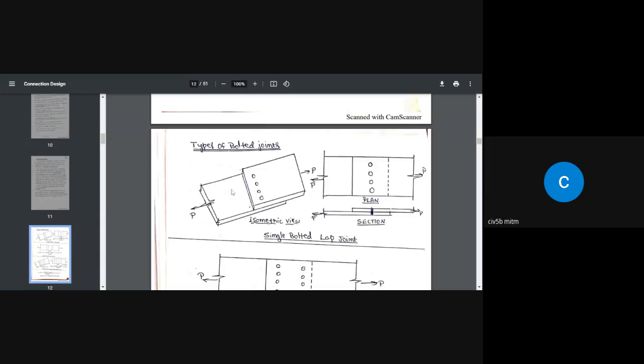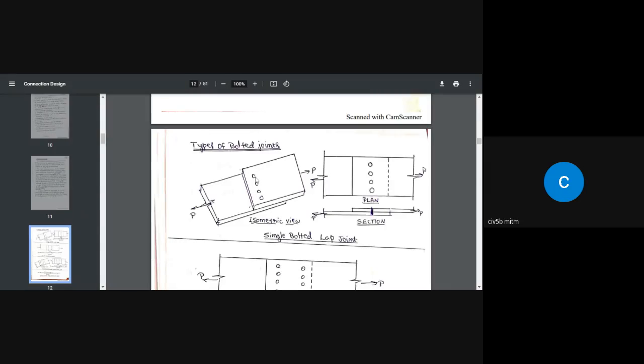If you look here, we have 2 plates. This is an isometric view I have shown. When you look from the top, this is what you are going to see. When you take a cross section and look from the side, this is what you are going to see. That is the section. This is a lap joint. Lap joint means one plate is coming over the other. And how many bolts have we provided? We have provided 4 bolts in a line. So this is a single bolted lap joint.